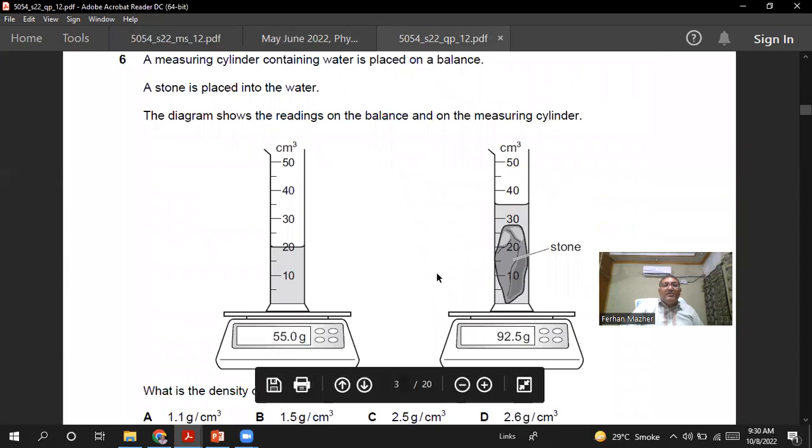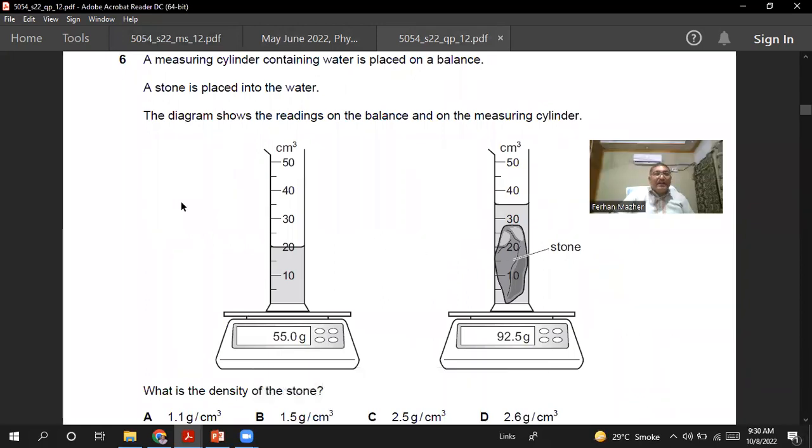So the next question is showing up on your screen, and it says, a measuring cylinder containing water is placed on a balance. A stone is placed into the water. The diagram shows the readings on the balance and on the measuring cylinder. What is the density of the stone?